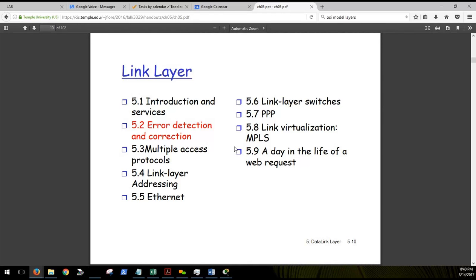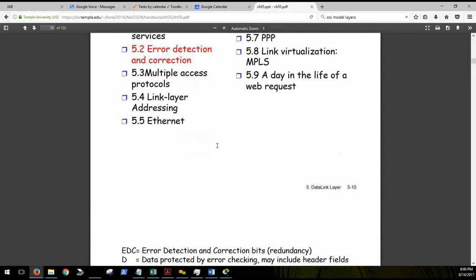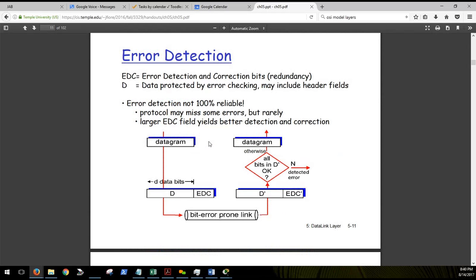Section 5.2, error detection and correction. For 5.2, know what parity bit, checksum, and CRC are used for, and what the limitations are, but you're not going to be asked to calculate any of them.